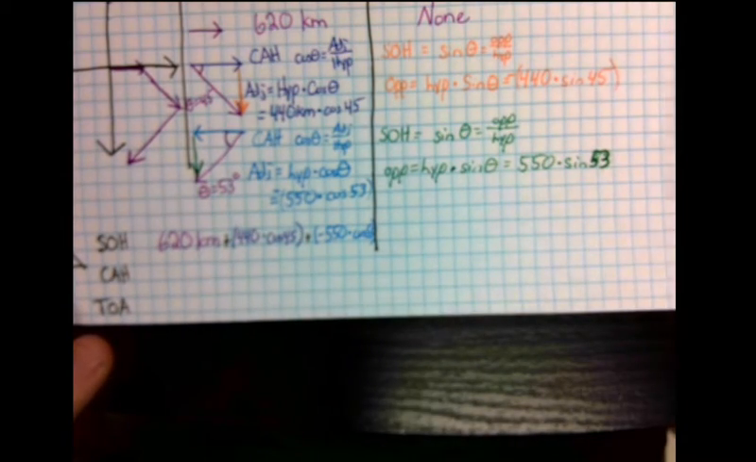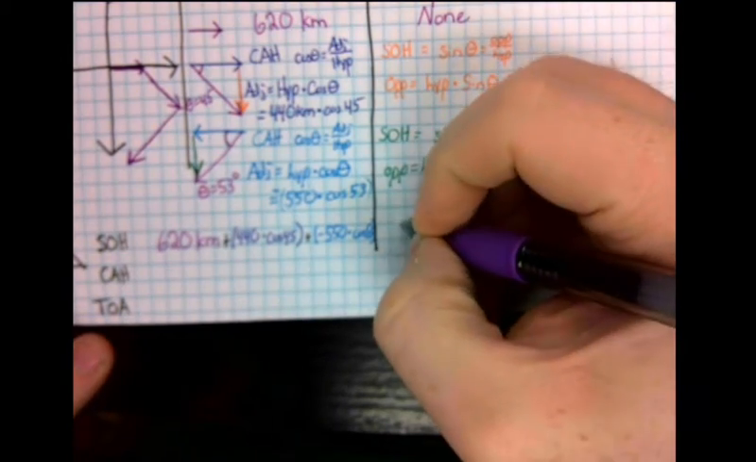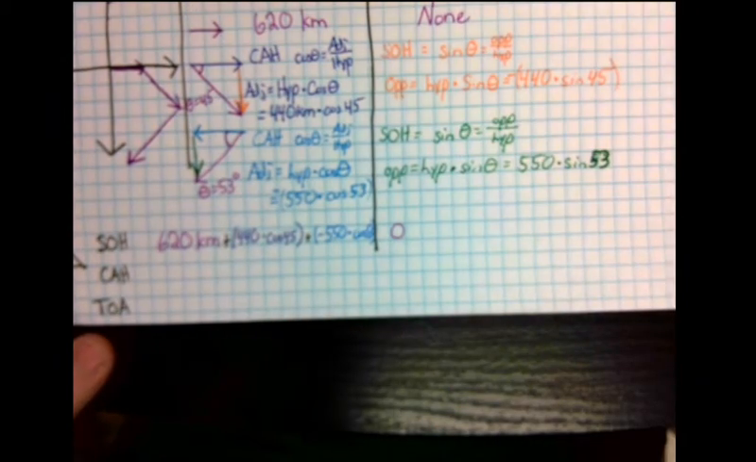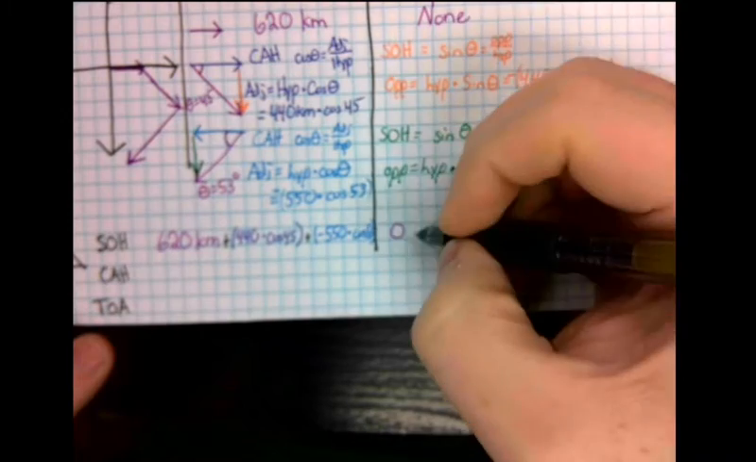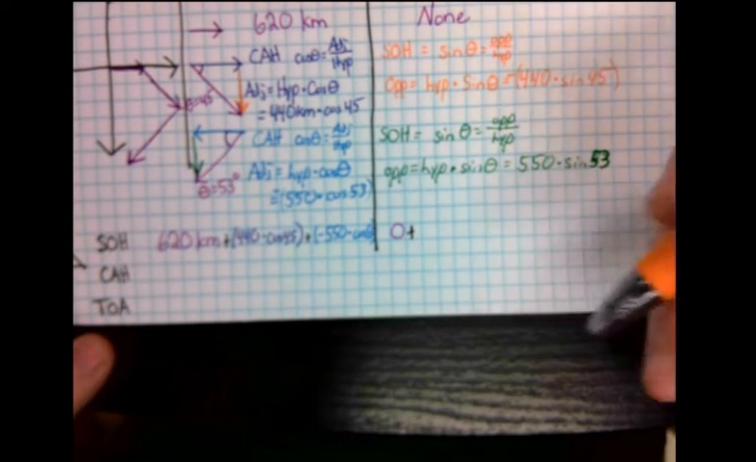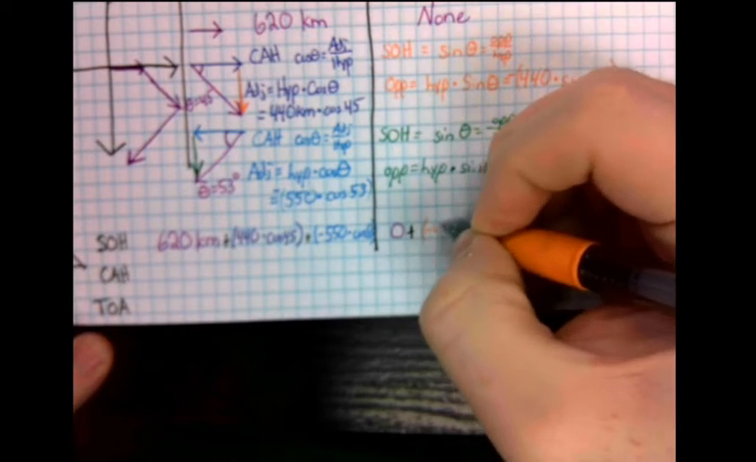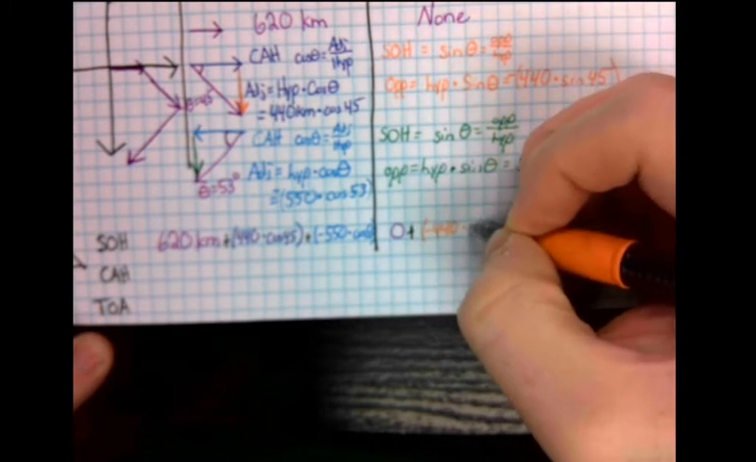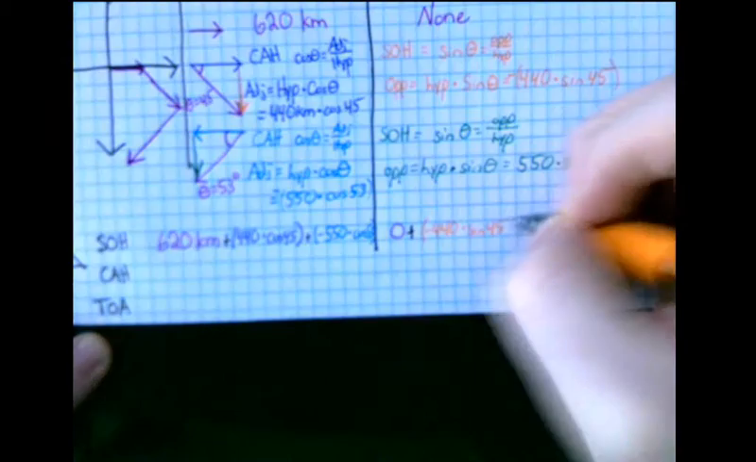And then over here, I have 0 from my first component, from the first piece that's moving, plus negative 440 times sine 45.